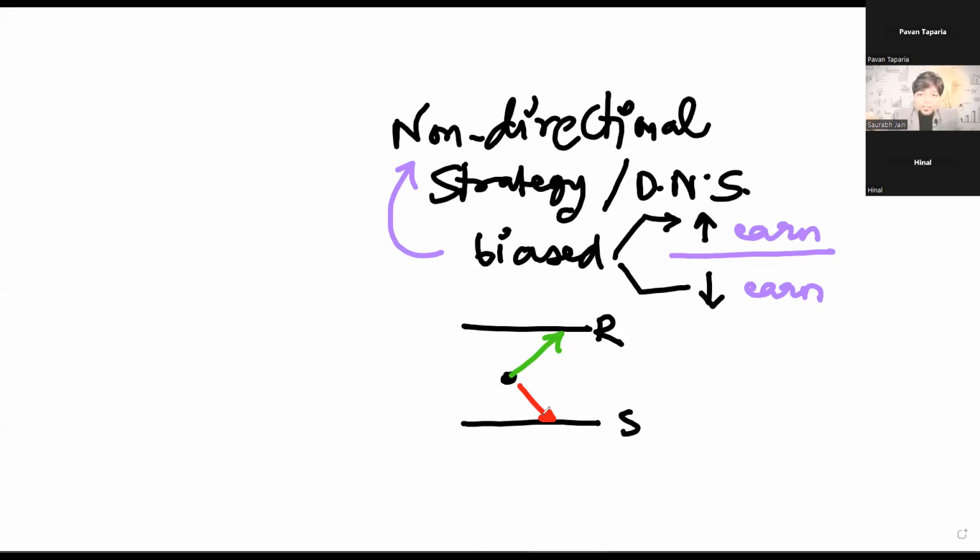I don't know which side it's going to go, but I know that the markets are going to stay within these two limits. Is this a delta neutral strategy? Yes, correct, very good. Yes, it is a delta neutral strategy. No confusion here. No need to be confused at all.